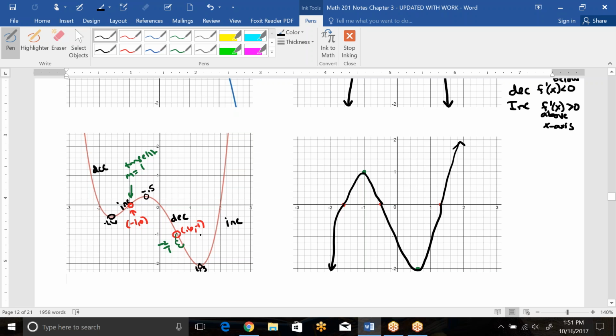That is the graph of the derivative to the best of our ability by estimating the maxes and mins, the increasing, decreasing information, and looking at the slopes at those inflection points. All right, hopefully this was helpful for everybody.